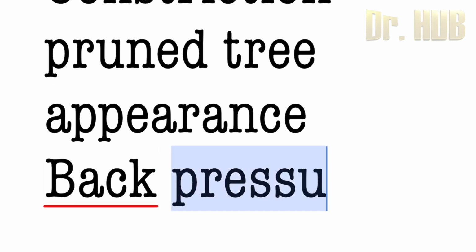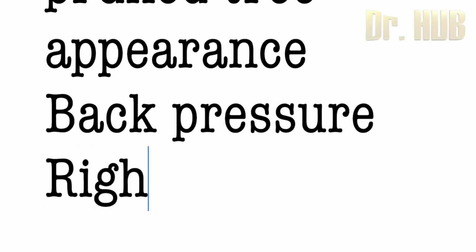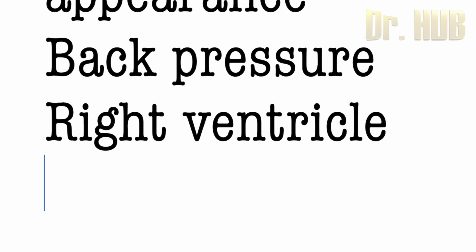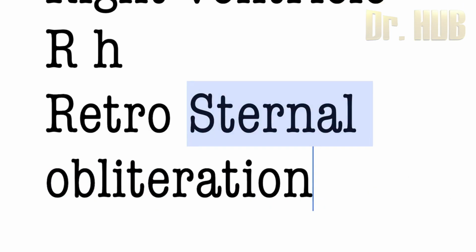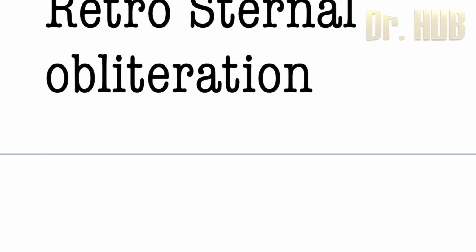Next is the back pressure. The back pressure will go into the right ventricle and this leads to RVH. RVH is seen as retrosternal obliteration. Now the ratio of the pulmonary artery to the ascending aorta becomes greater than 1.